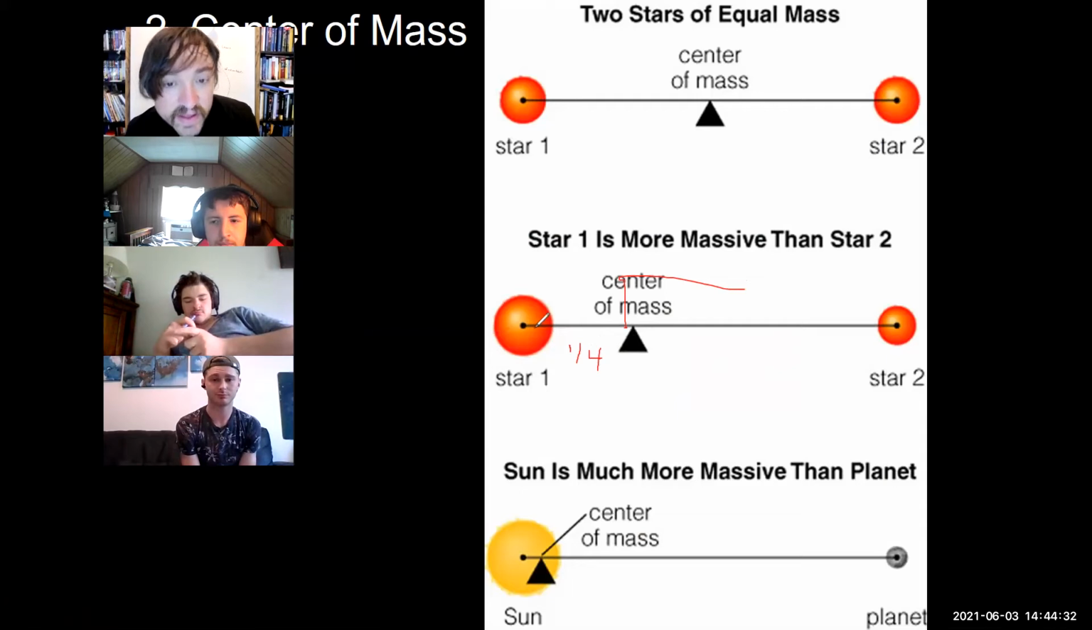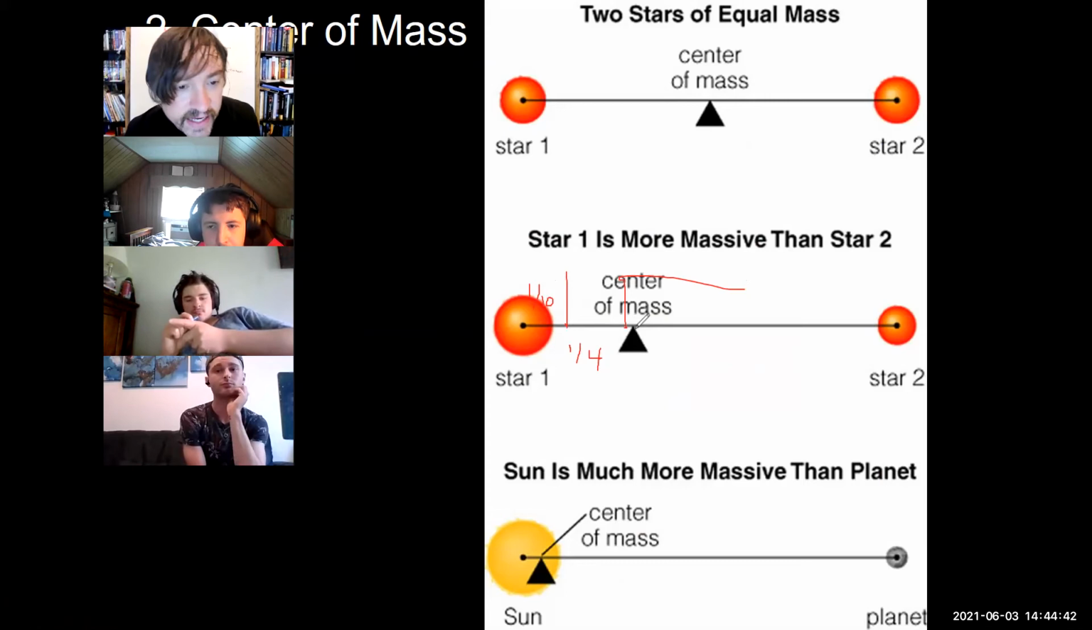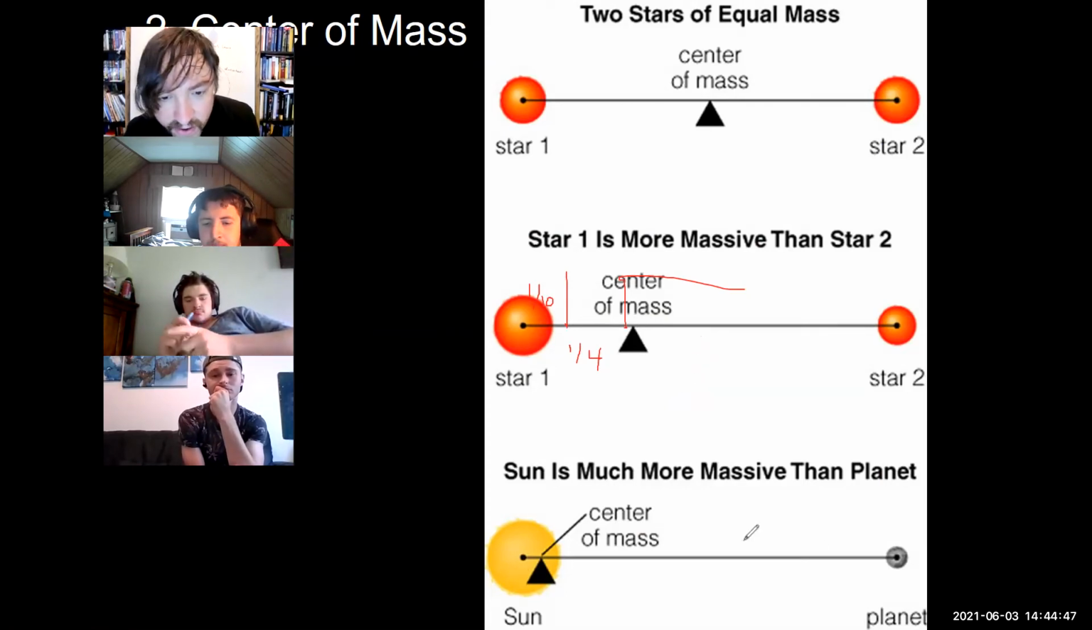If star 1 was 10 times more massive, the center of mass would then shift to 1/10 the distance between the two stars, and so on and so forth. It's a center that's weighted by the ratio of their masses. Consider the situation of the sun and Earth. The sun is literally 1 million times more massive than Earth: 10 to the 30, 10 to the 24, is 10 to the power of 6. That means the center of mass of the Earth-Sun system is shifted to 1/millionth the distance between the center of the sun and the center of Earth.